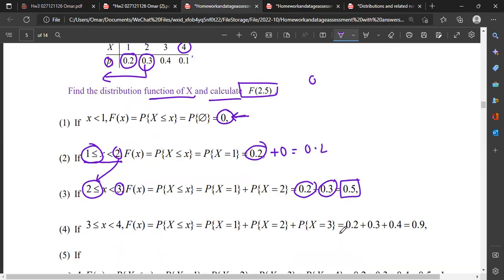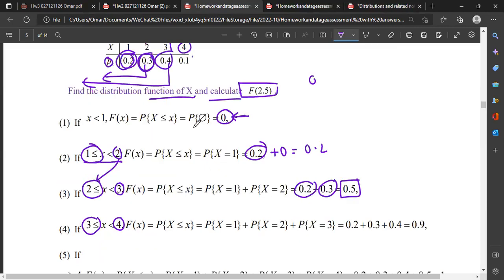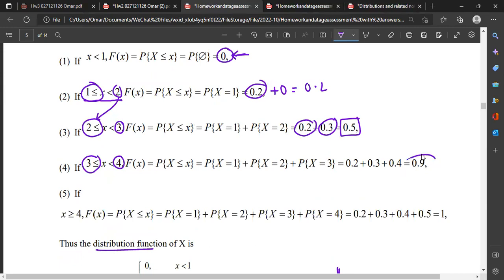And now let's come back here. Number 4, when X is greater than or equal to 3 and less than 4. So now we have to also include 3, right? So from here to the left side, from here to the left side. If I add them together, 0.2 plus 0.3 plus 0.4 plus 0, that is 0.9. And the very last we have X is greater than 4.